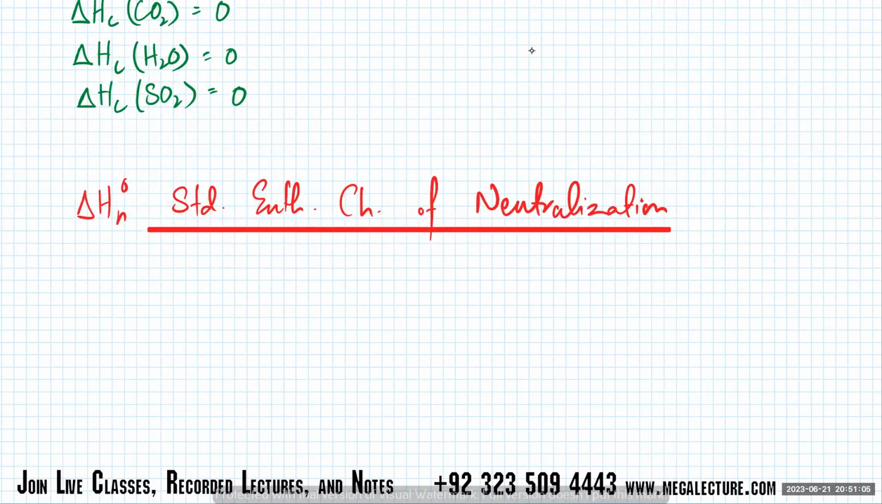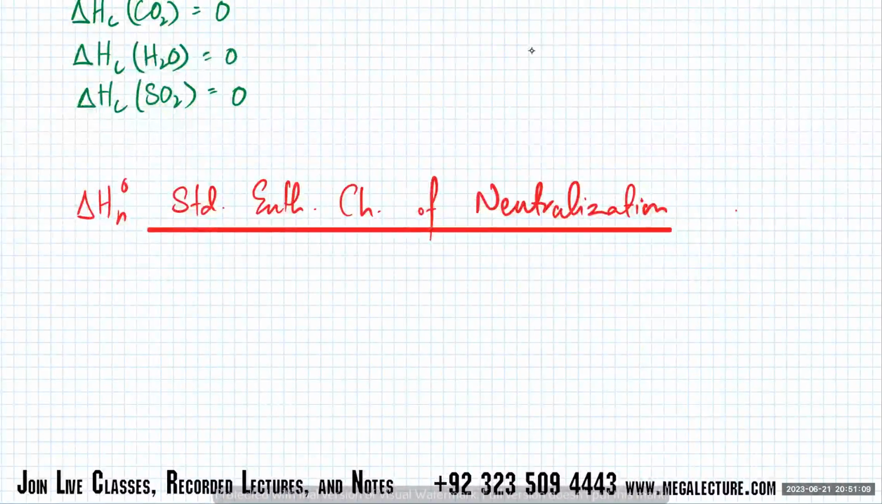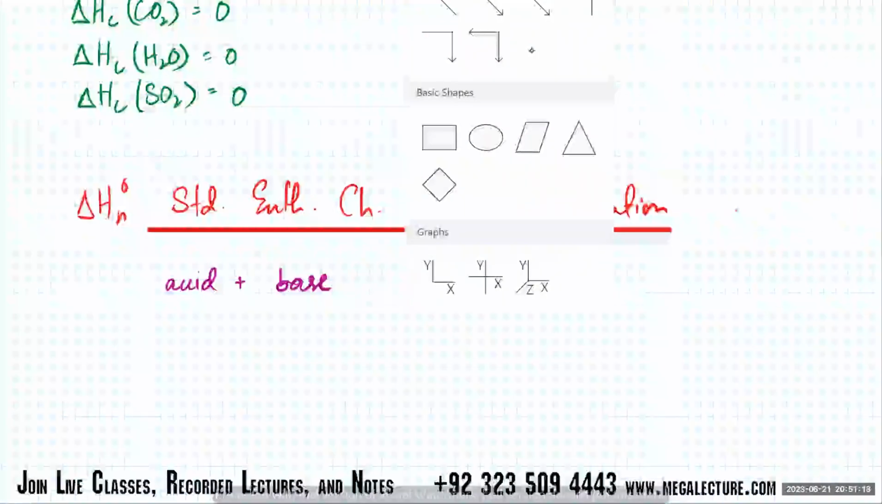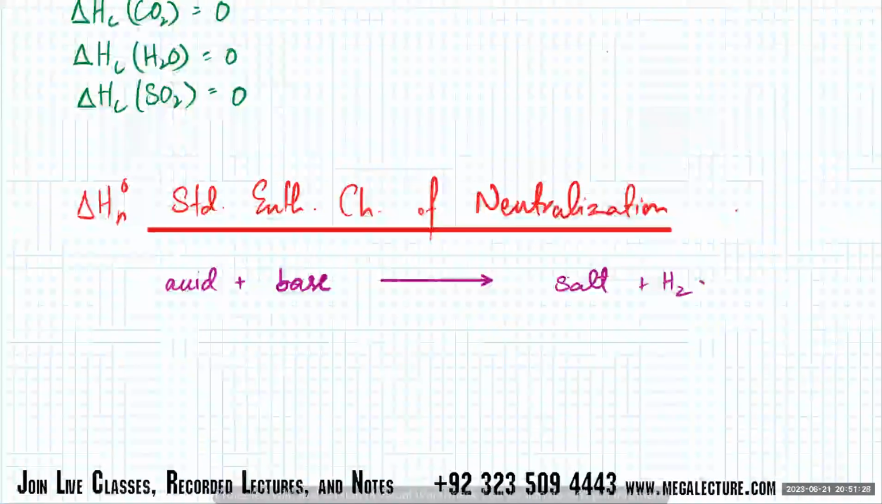Enthalpy change of neutralization, in the briefest possible way, was that you have an acid-base reaction, and a certain amount of energy is produced when an acid and a base react, and when they react, they produce salt and water molecule.